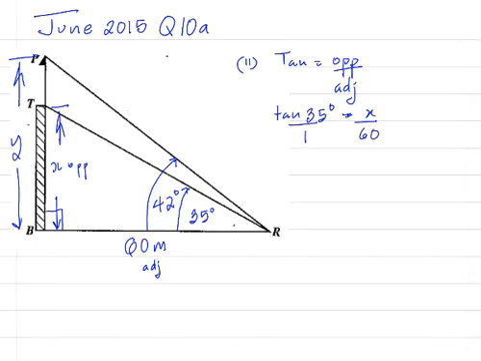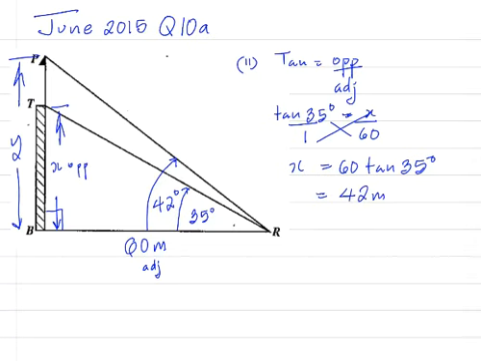If I have one fraction equal to one fraction, I'm going to cross multiply. 1 times X is equal to 60 times the tangent of 35 degrees. So X, which is the height of the tower, is 60 tan 35, and the answer is 42 meters. So BT is 42 meters.